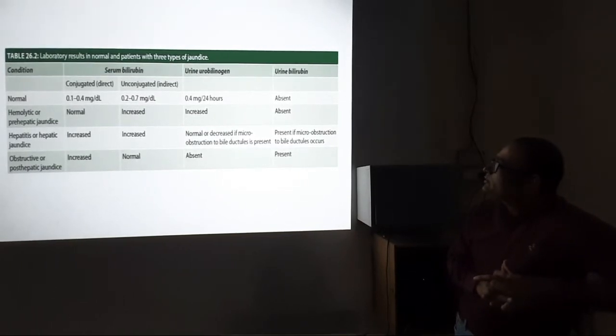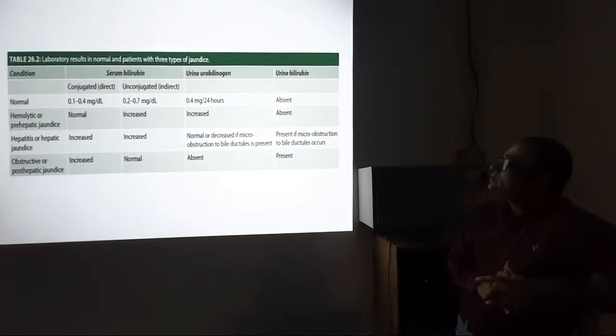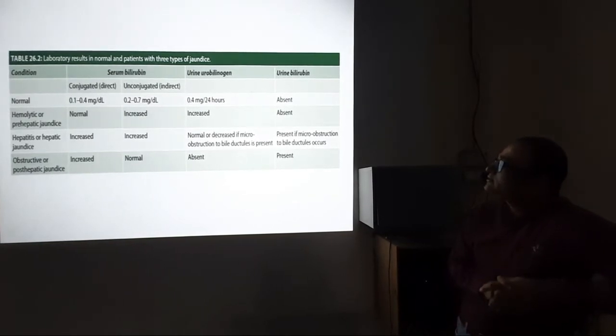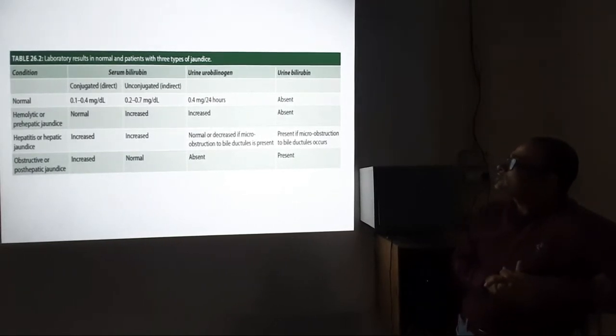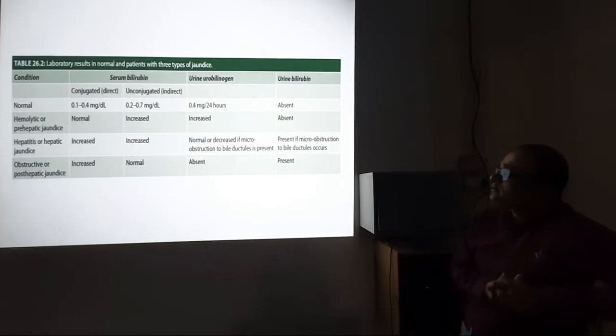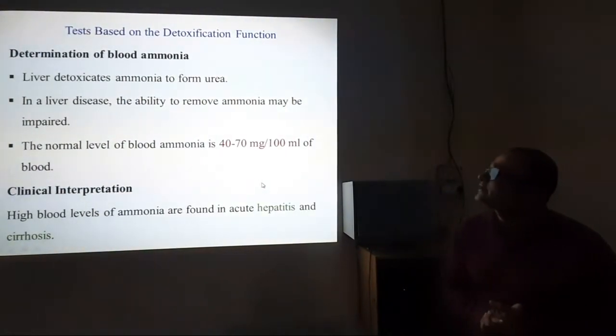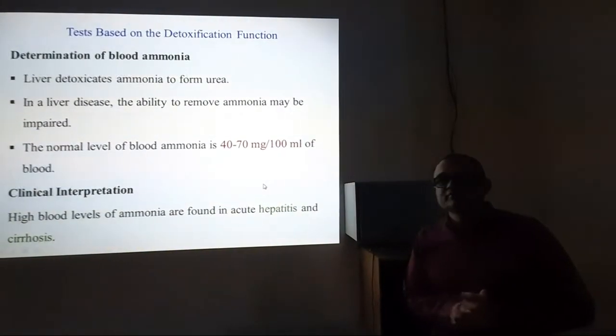So urine bilirubin will be present. So this is how, based on these three tests, serum bilirubin, urine urobilinogen, and urine bilirubin, we will differentiate hemolytic, hepatic, and obstructive jaundice. So now we will proceed with the tests based on the detoxification function.